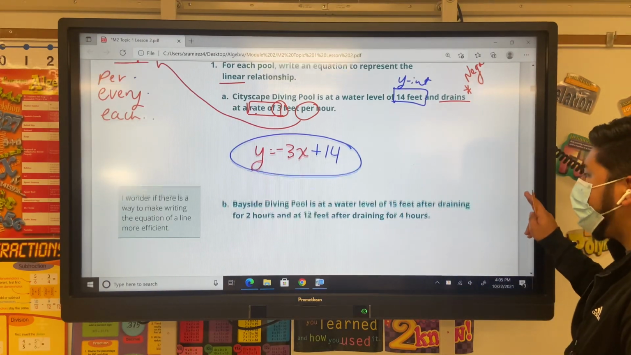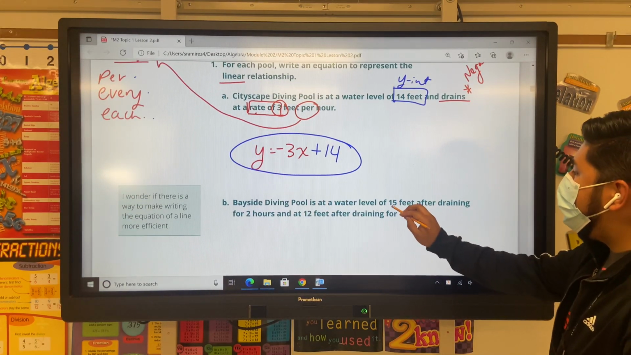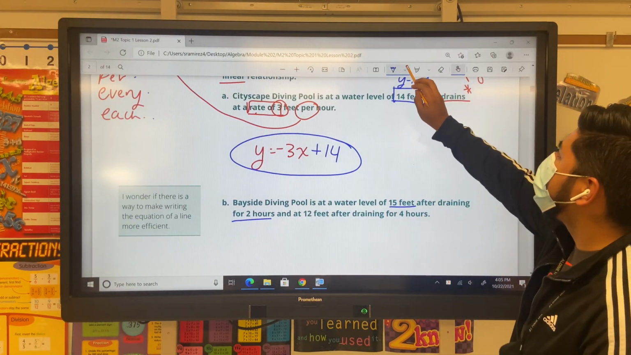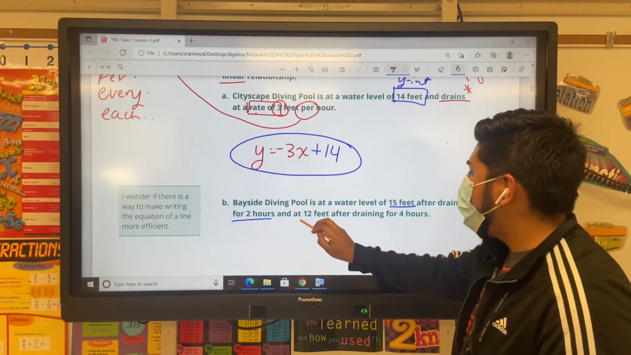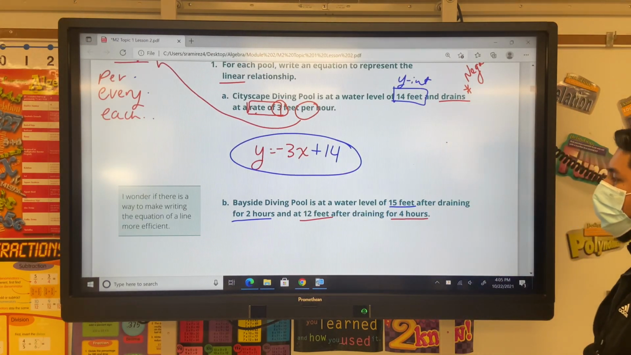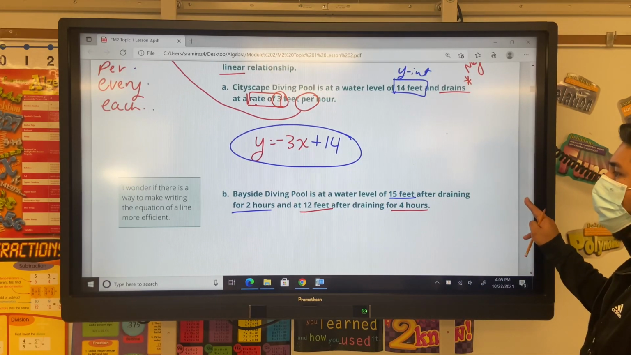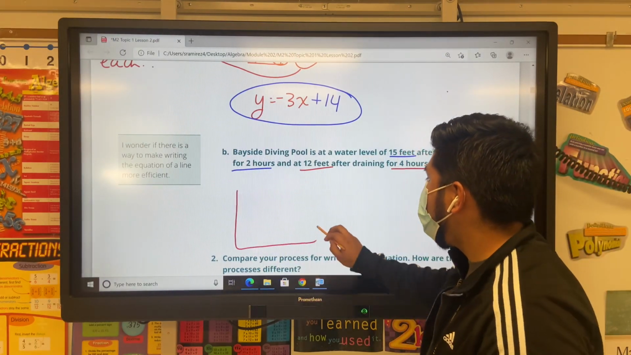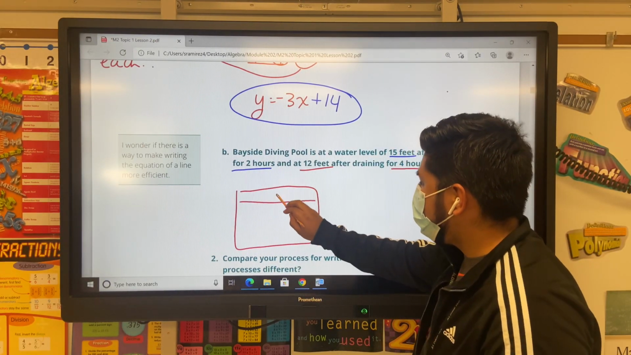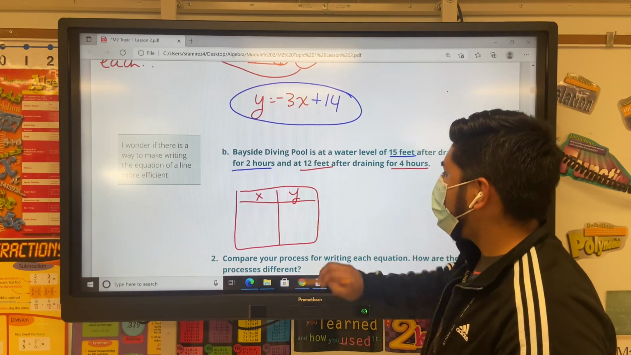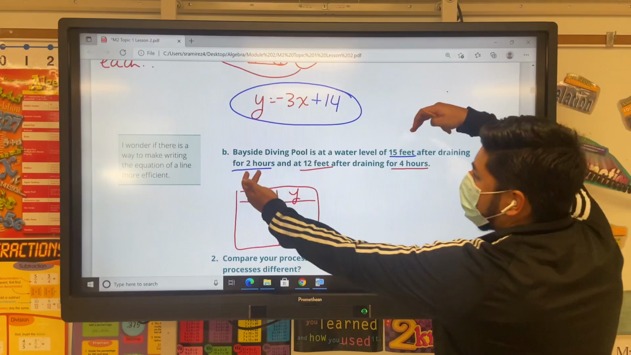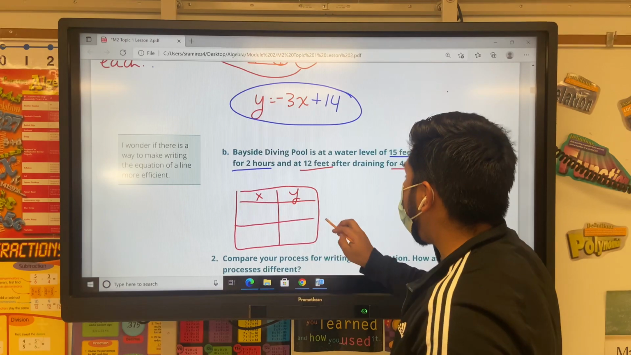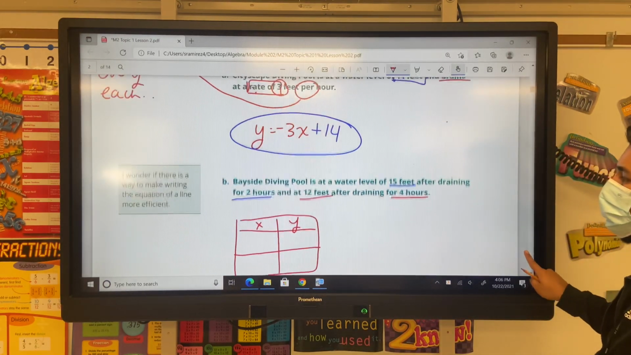Here we go. First things first, 15 feet goes with 2 hours. 12 feet goes with 4 hours. We need to know who my x and my y is. First, I will create a table. The reason why I'm creating a table, since these numbers go together, I know that's a coordinate. I know that's an x and a y.